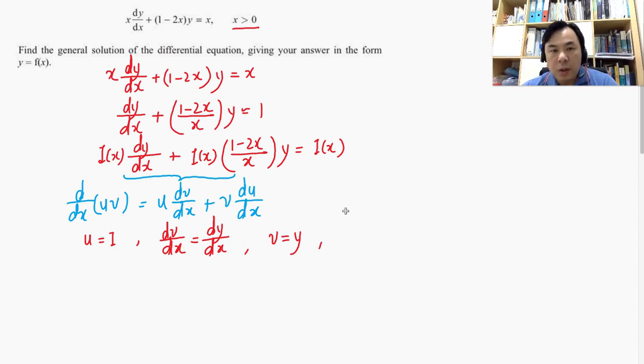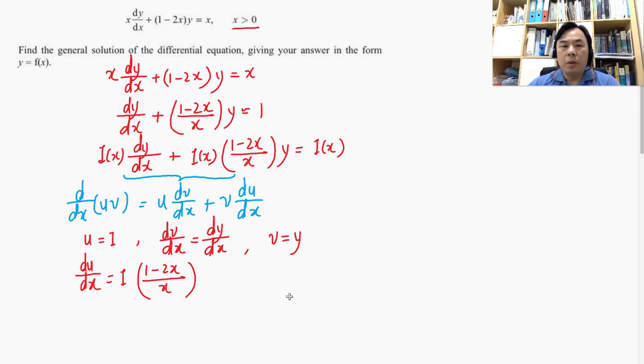So therefore, I'm going to say that my du/dx here should be, okay, maybe I'm going to write it down there. It's easier to see here. From here, you can see that my du/dx is the same as I(1 minus 2x)/x. Okay, so that's what I have at this point of time.